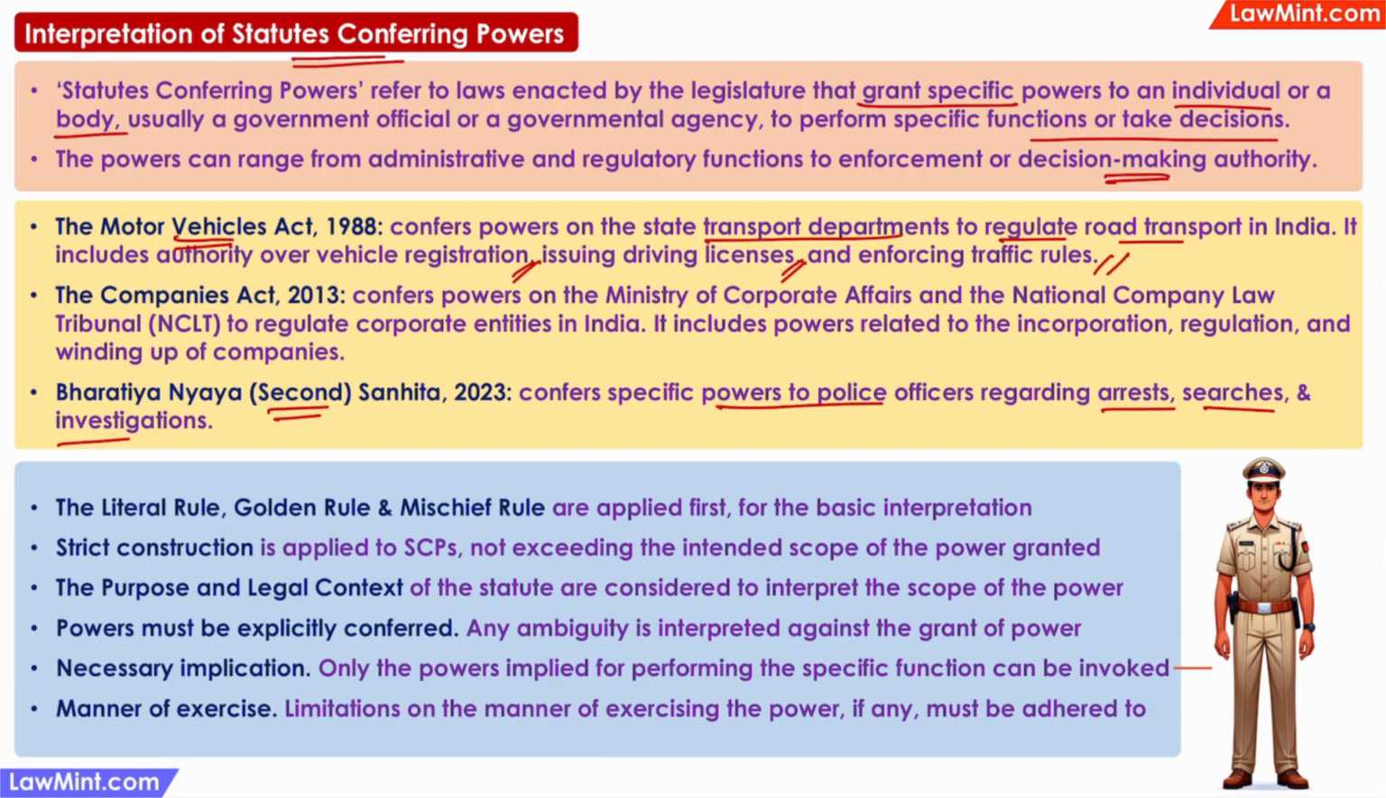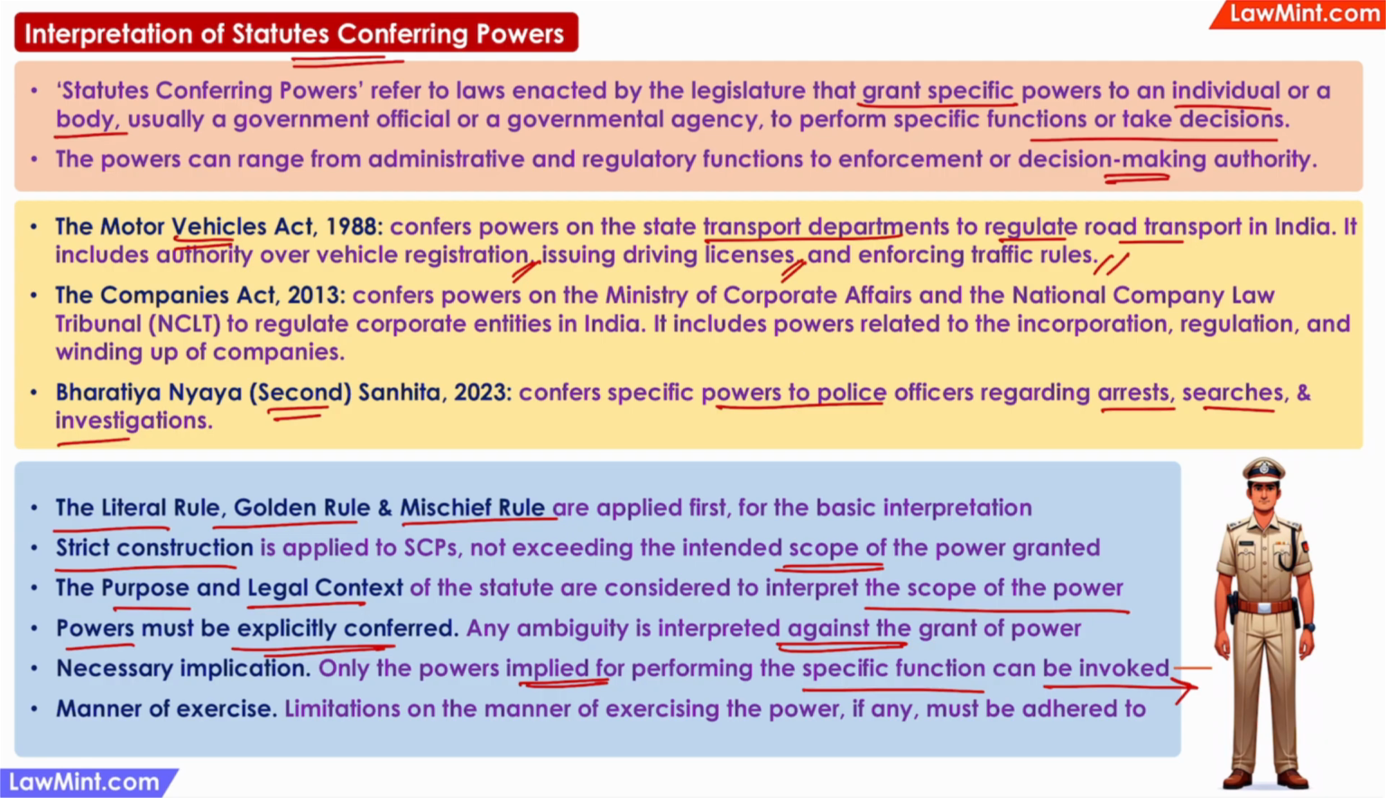Coming to the interpretation, it starts with the application of the literal, golden, and mischief rules. Strict interpretation is followed to ensure that the powers granted are within what was intended by the legislature. The purpose and the legal context of the statute are also considered to interpret the scope of the power. Any powers must be explicitly conferred, and if there is any ambiguity or lack of clarity, then it is interpreted against the grant of that power. If any powers are to be implied, then they must be absolutely essential for performing the intended functions.